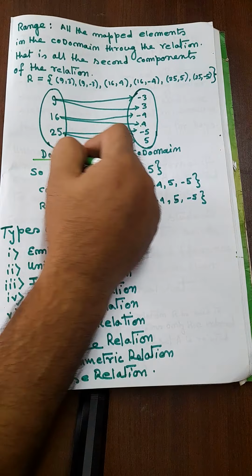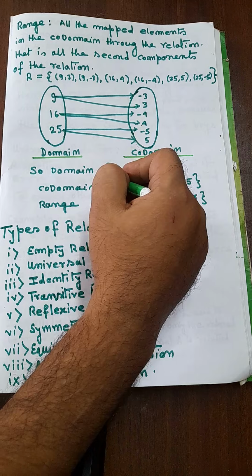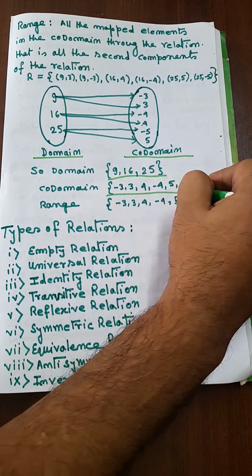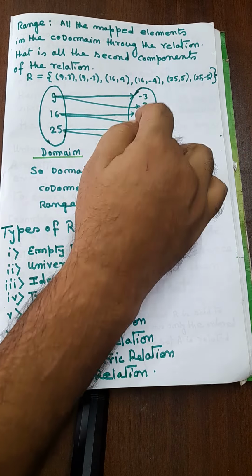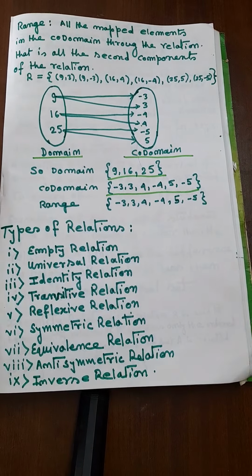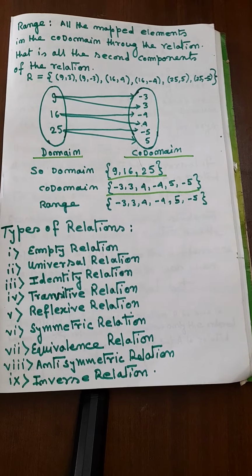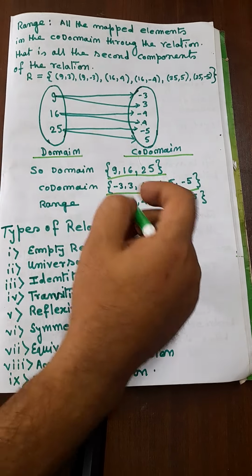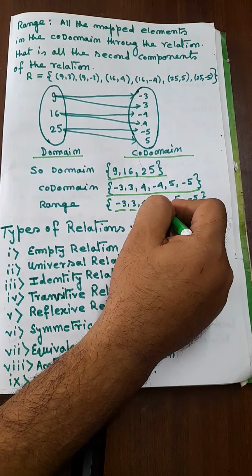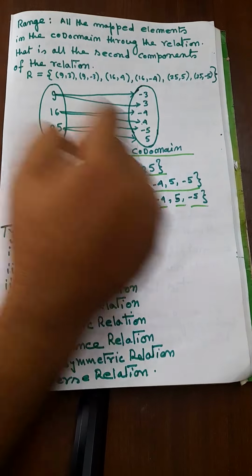Okay, so this is the domain, this is the codomain, and all the second elements in the ordered pairs, what were the second elements of the ordered pairs? That was minus 3, 3, 4, minus 4, 5, minus 5. So this will be the range.